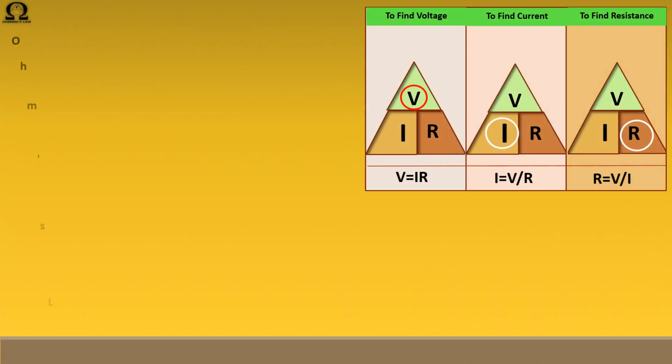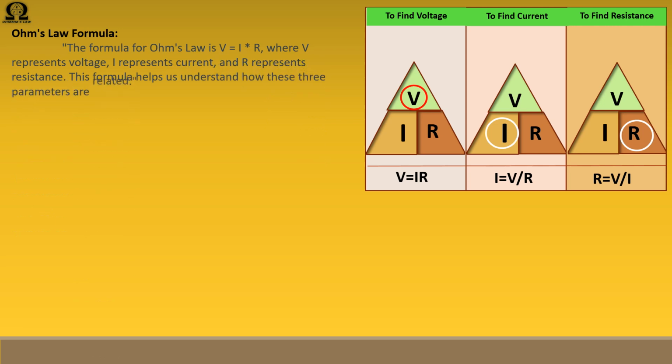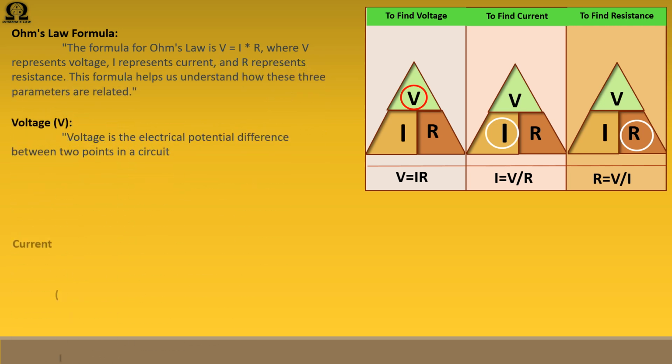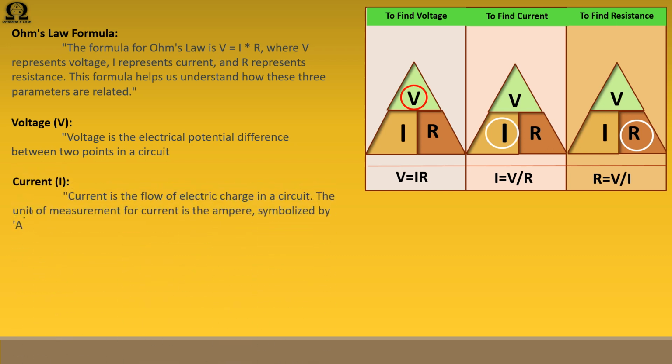The formula for Ohm's law is V equals I*R, where V represents voltage, I represents current, and R represents resistance. This formula helps us understand how these three parameters are related.